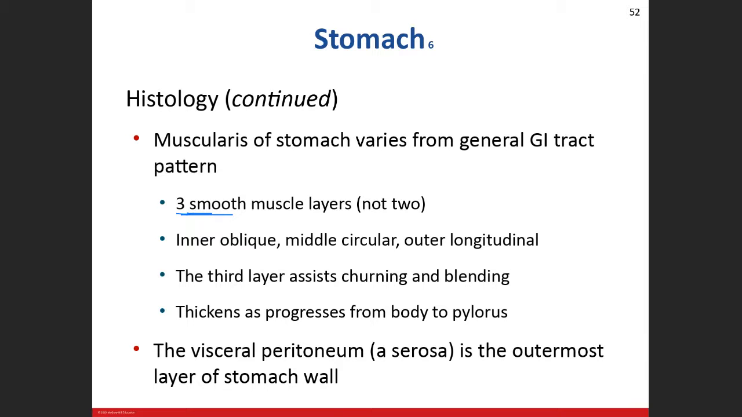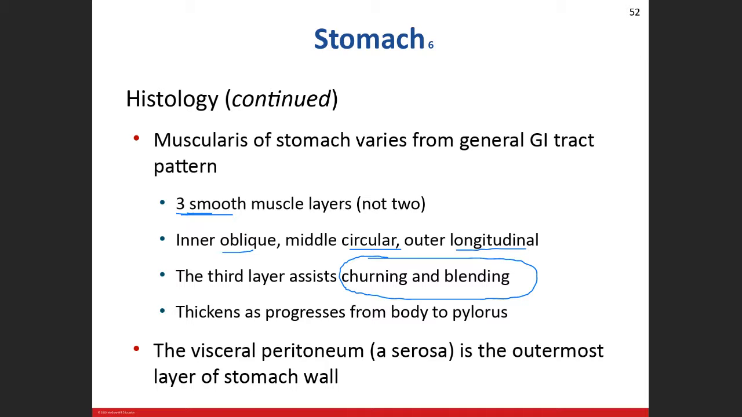In this case, with the stomach, it is going to help with that process, but we have a 3rd layer there to help churn. Think of the stomach as a big cement mixer, those trucks that you see driving around. That's what we're going to see here. All of these layers, the inner oblique, the middle circular, and the outer longitudinal, because of the angles that they lie to one another, are going to really promote that mixing, churning, blending of the material inside the body of the stomach.